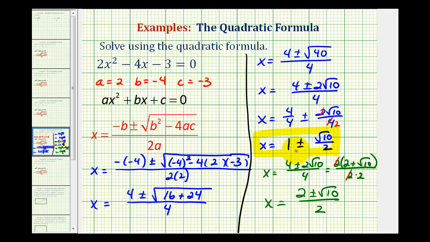So again, this form here in blue and this form here in green are in simplest form, even though it's expressed slightly different. Personally, I prefer this form here because breaking this up into two fractions usually leads to less errors when simplifying.